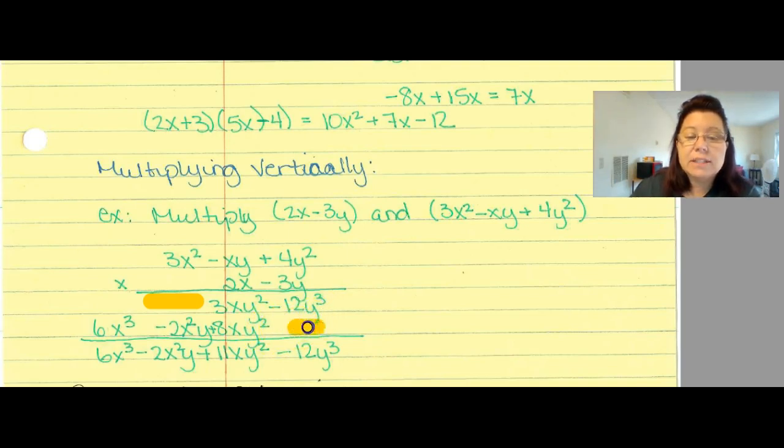Now, I leave a little spacer, just like I would if there was a zero there, I could put a zero right there. And now I'm going to multiply 2x to 4y squared, 2x to negative xy, and 2x to 3x squared. Now, because I'm missing something, this term right here is wrong. Sorry about that. But ultimately, this is going to be a negative 9 and a plus and a negative 2. That should be a negative 11. So 6x cubed minus 11x squared y plus 11xy squared minus 12y cubed.